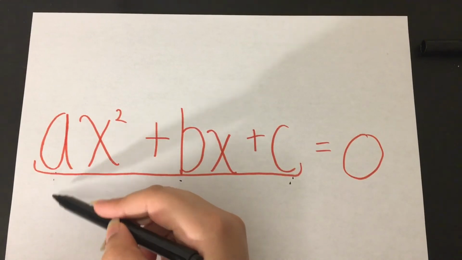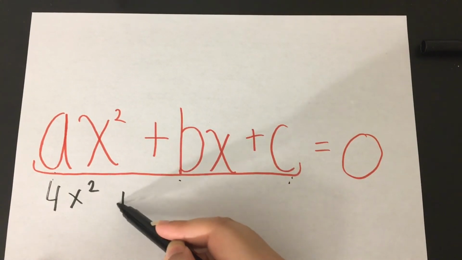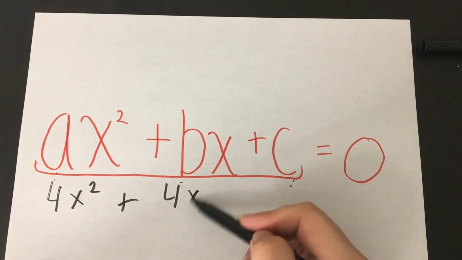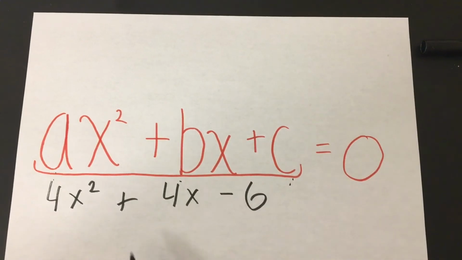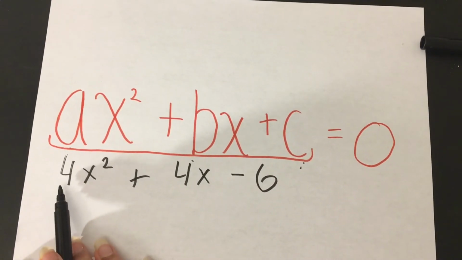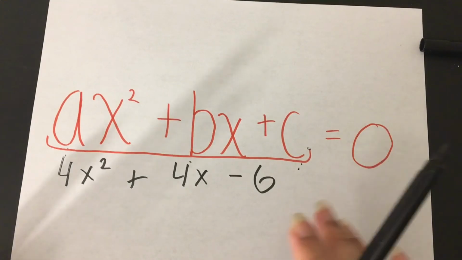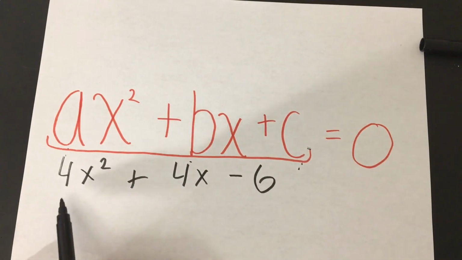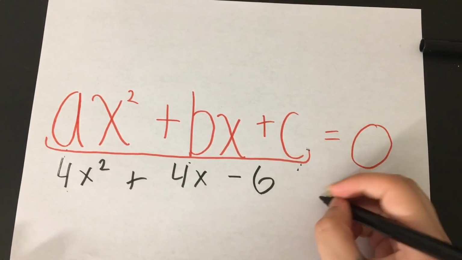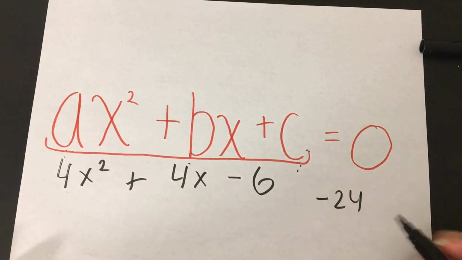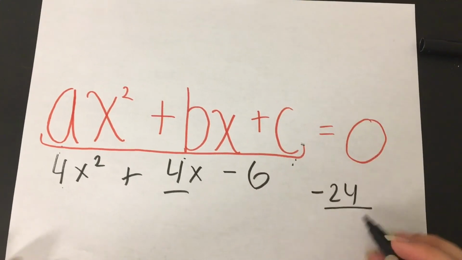I'll give an example. Say this was 4x squared plus 4x minus 6, we'll say. Okay, so we have to multiply a times c first. I don't know why, but it is what it is. So 4 times negative 6 is negative 24. So what are factors of negative 24 that add up to 4? Well, let's see.